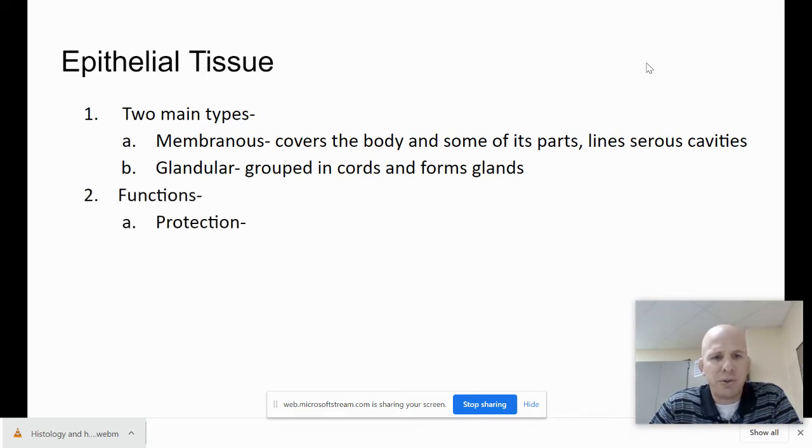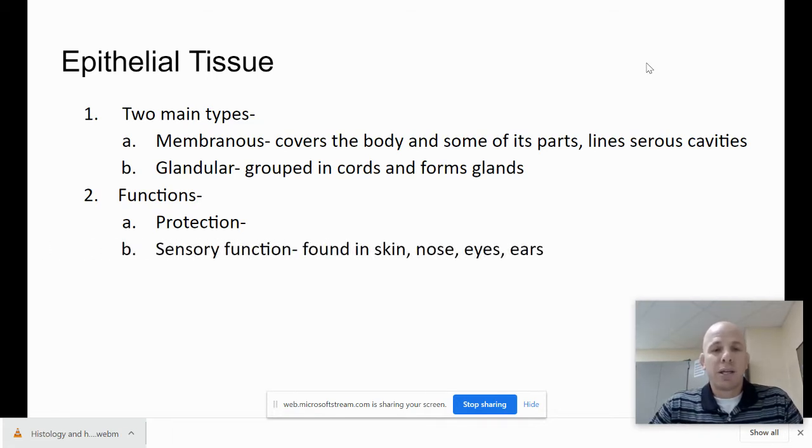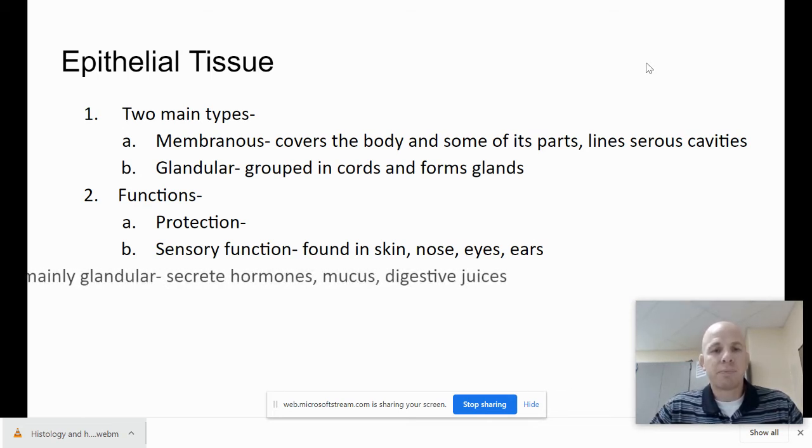So what does epithelial tissue do? Number one, it provides protection. We discussed this with our membranes, a little layer of protection on the organs lining our cavities, and our skin is actually a membrane. So because that skin is there, it gives us protection. Number two, sensory function. Basically, us being able to have senses, pick up stimuli and be able to react to it.